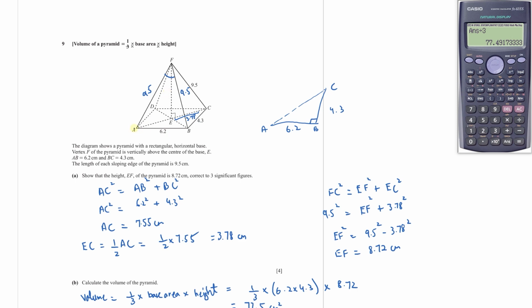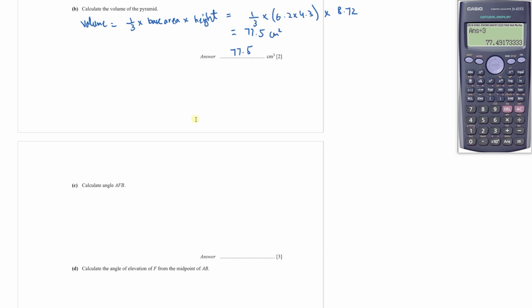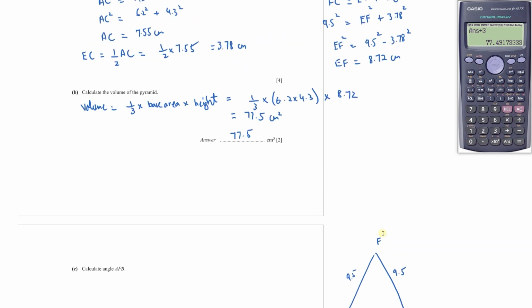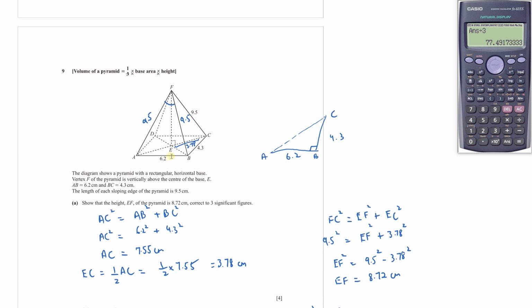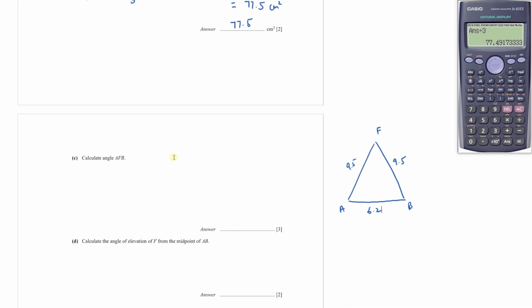So if you look at this triangle AFB, let me draw this. So this is AFB. These are the two sloping edges which are 9.5 each, and then AB is 6.2. 9.5, 9.5, and 6.2. And you have to calculate this angle. So we know the three sides, so we can use the cosine rule here.